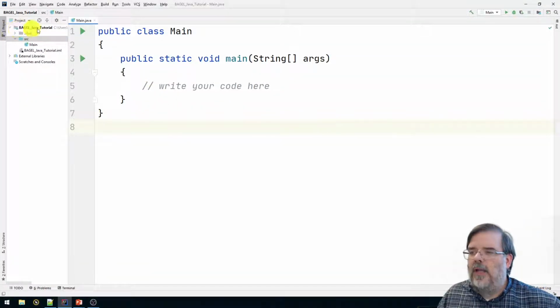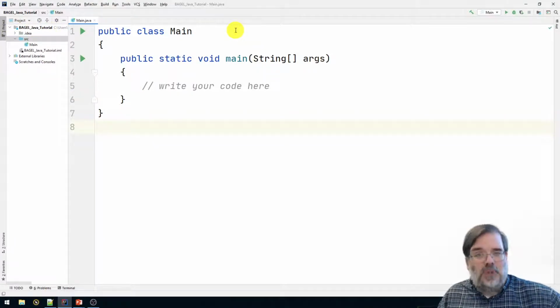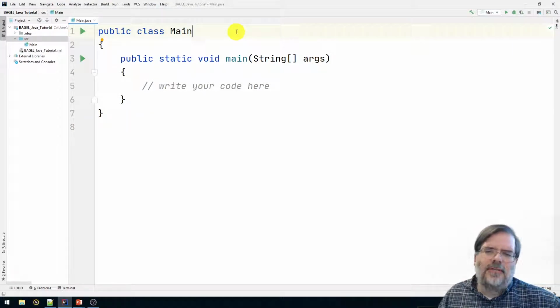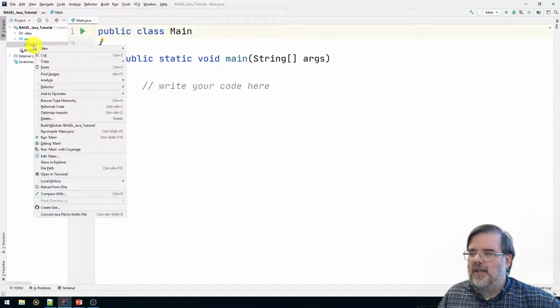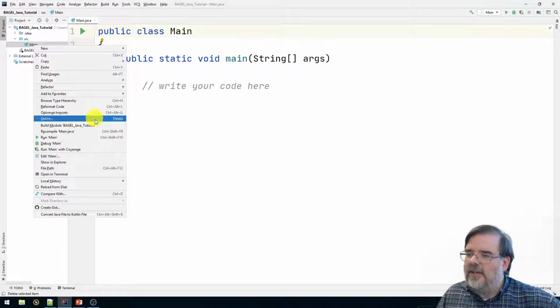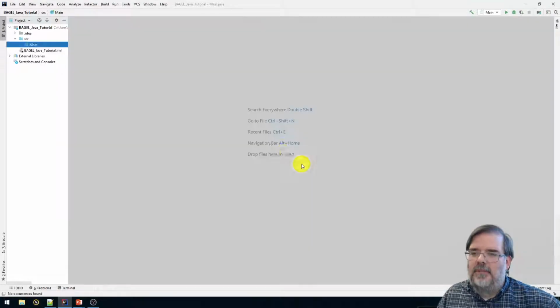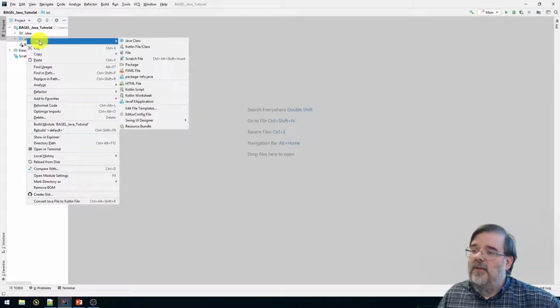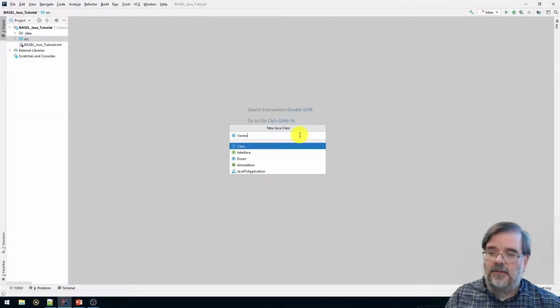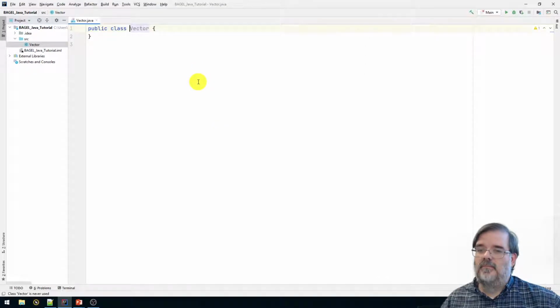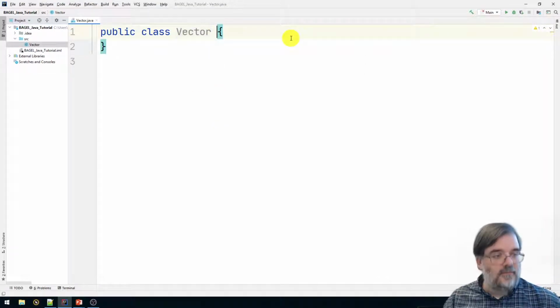Now, I've started a brand new project called Bagel Java Tutorial since I'm showing you how to create the Bagel project in Java. I used the default template, which creates a command line application. It kind of gives you this code automatically, but I'm not going to need this class, so I'm going to go ahead and right-click and delete it from the tree. Instead, we're going to create a new class, and this class will be called Vector. And I'll make that a little bit larger.